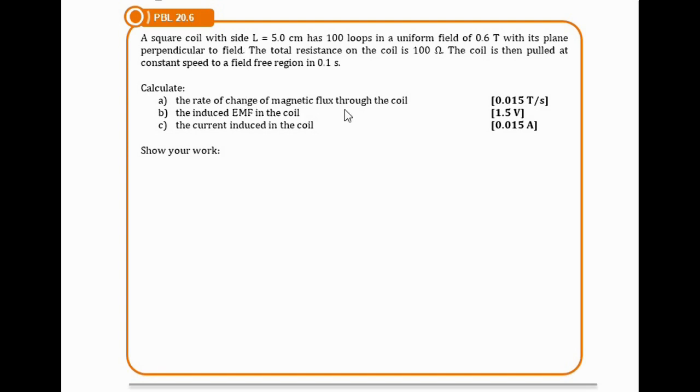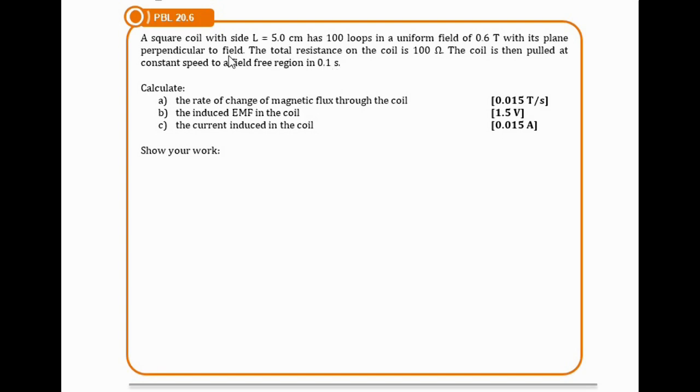Okay, next PBL 20.6. A square coil of side L equal to 5 cm has 100 loops in a uniform field of 0.6 Tesla with its plane perpendicular to field. So the total resistance on the coil is 100 ohm. The coil is then pulled at constant speed to a field-free region in 0.1 second.